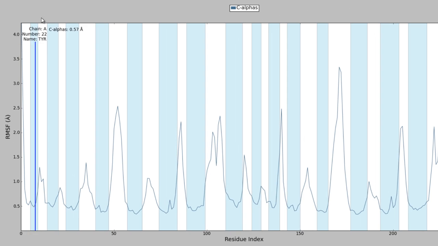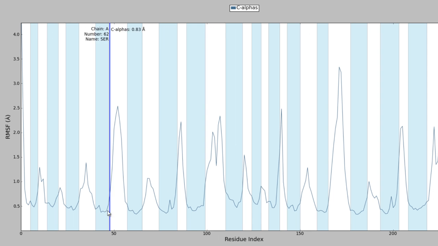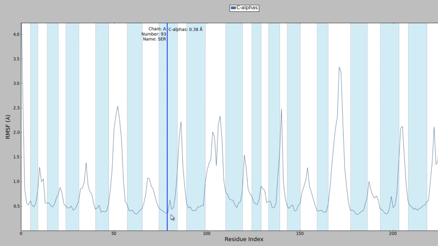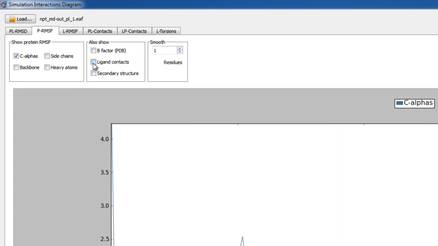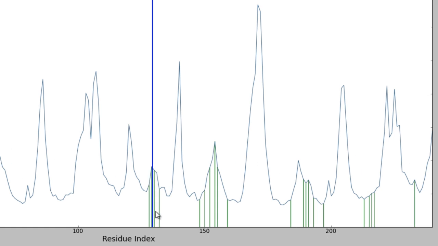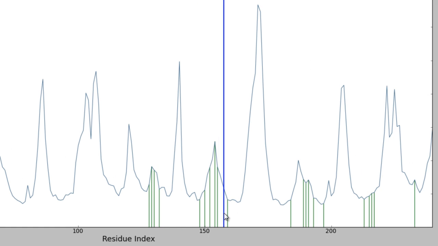Here, the blue stripes correspond to beta strands, which indeed coincide with less fluctuations. Red regions would correspond to helices, but this protein doesn't have any. We can also check on ligand contacts, which uses the green bars to indicate the protein residues that are interacting with the ligand.